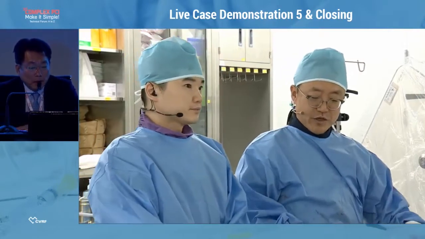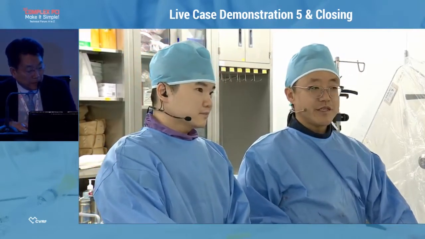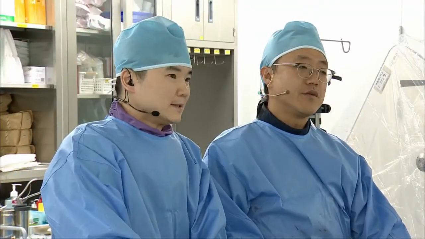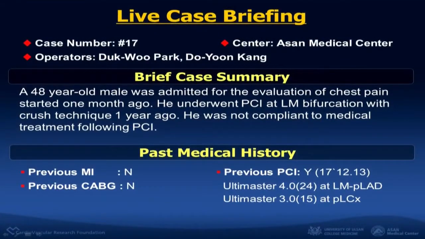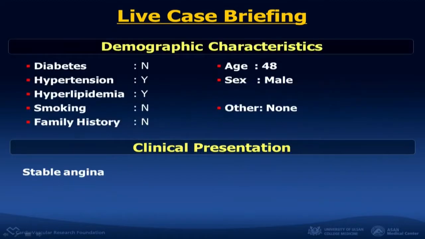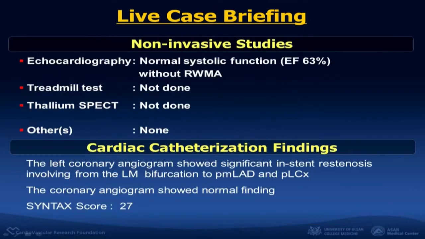We're going to introduce one additional interesting case, and Dr. Yoon, can you present? This patient is a 48-year-old male, admitted for evaluation of chest pain that started 1 month ago. He underwent PCI at the left main bifurcation with the crush technique 1 year ago. He was not compliant with medical treatment following PCI. And he had hypertension and dyslipidemia. So his clinical presentation was stable angina. His echo shows a normal ejection fraction, and the SYNTAX score was 27.